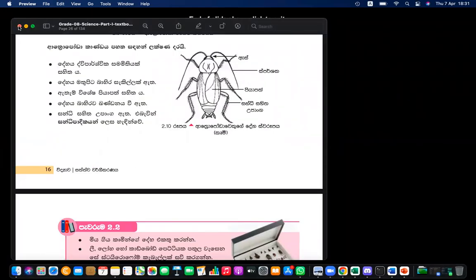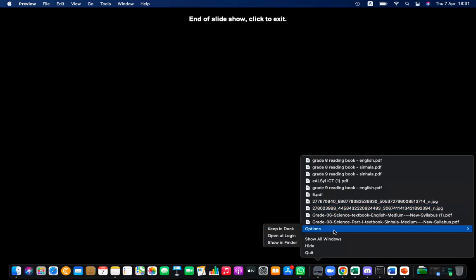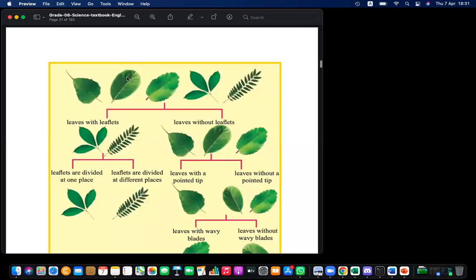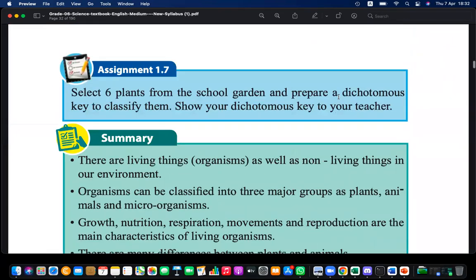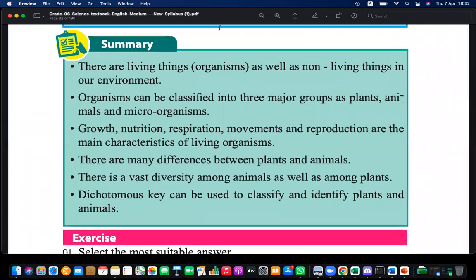So this is the grade 8 book. I need the grade 6 book. Do I have that? Grade 6. Okay, this is it. Okay, so as a summary, let me summarize what we learned.